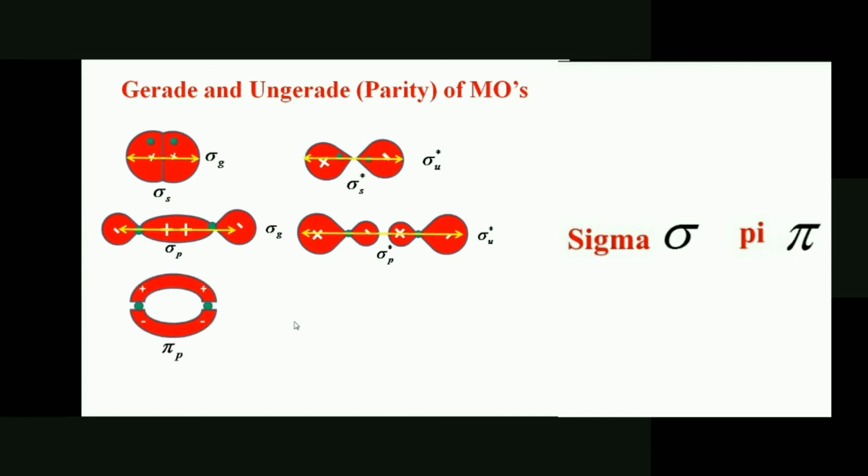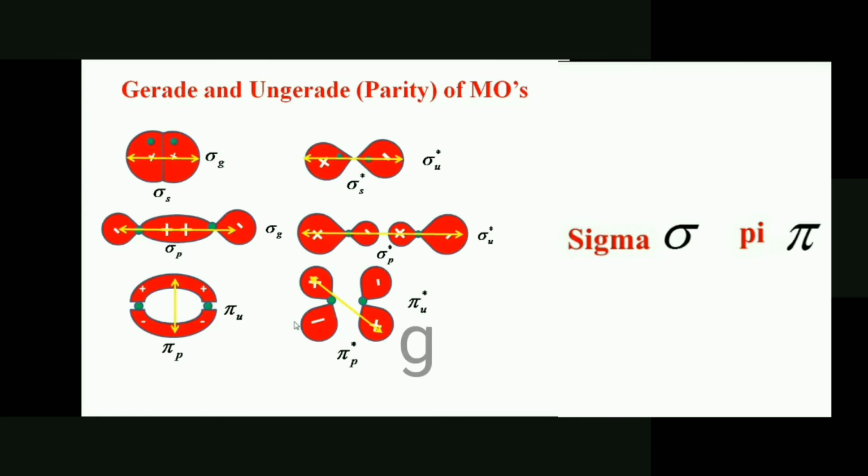Now pi bonding. For pi bonding there is no symmetry, it is represented by pi u. And at last pi anti-bonding, there is a symmetry, because it started from positive and ends at the positive, so this is pi star g.